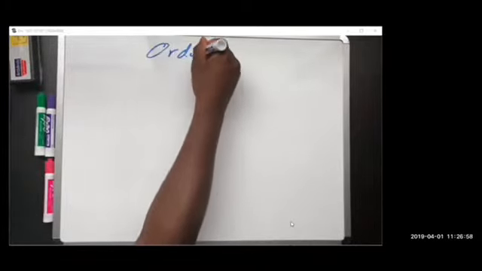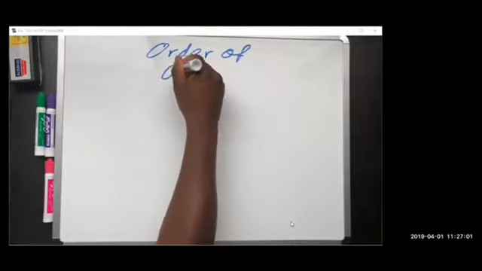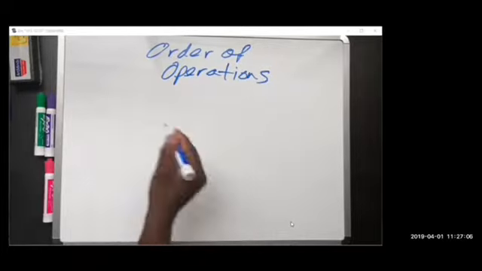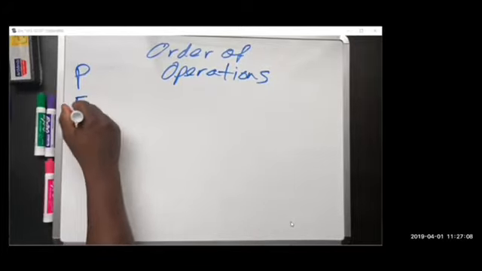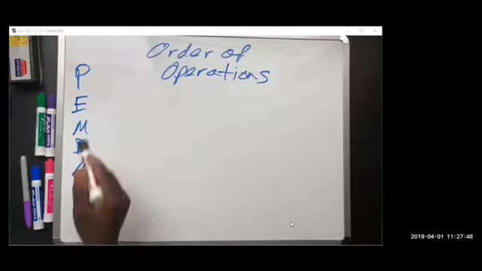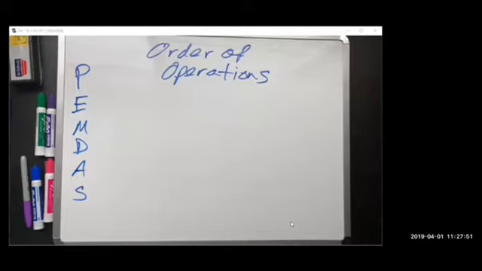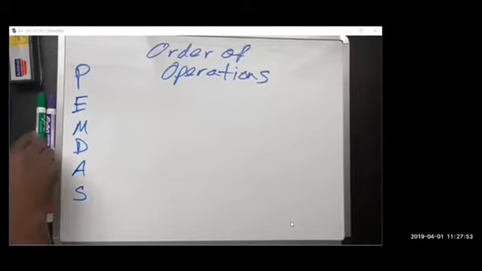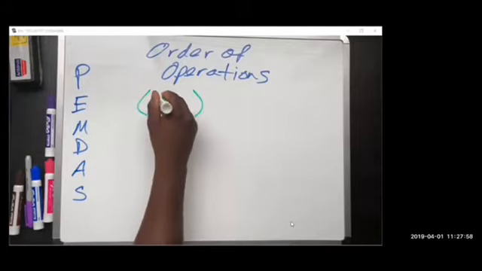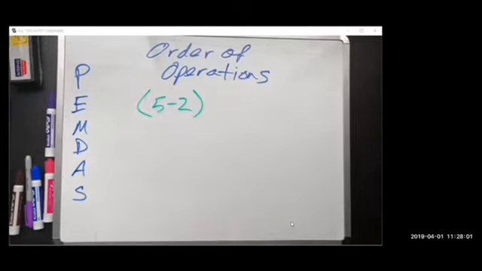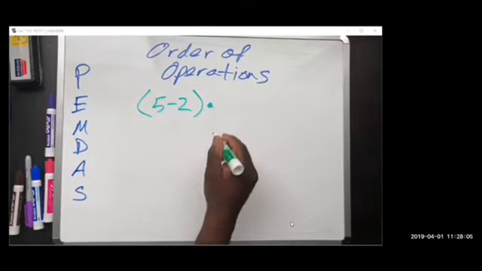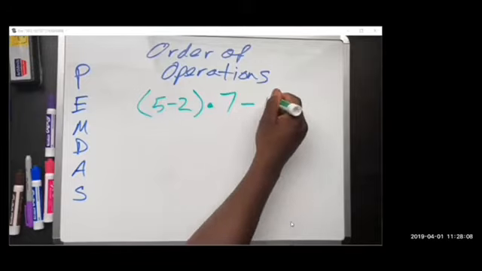Order of operations. These are all mathematical operations, okay? So let me go ahead and get that expression up there, and we'll simplify it. When we write this, that's called the quantity of 5 minus 2. Those parentheses, you read it as the quantity of 5 minus 2 times 7 minus 1.